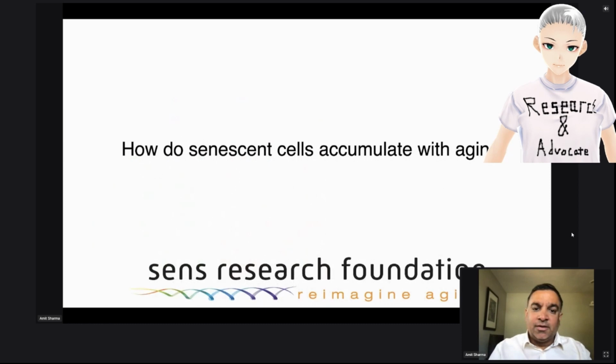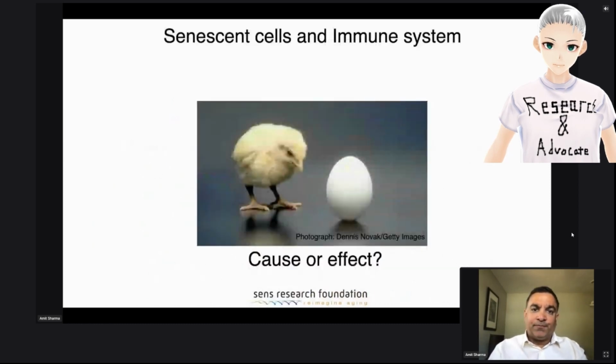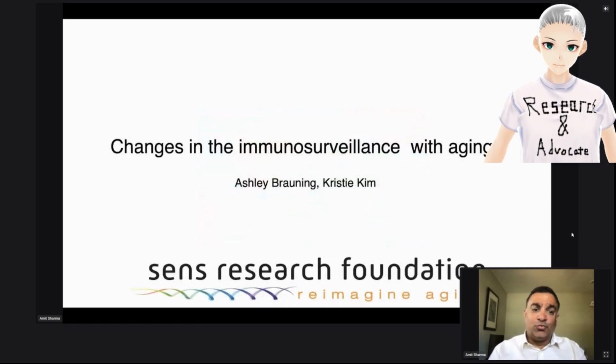Shifting gears a little bit, how do senescent cells accumulate with age? This has been a proverbial question that has been of great interest to me, whether there is a decline in immune surveillance or increase in senescence burden or propagation of senescence in vivo, and we decided to tackle both of those questions. So what changes are occurring in our immune surveillance with increasing age?